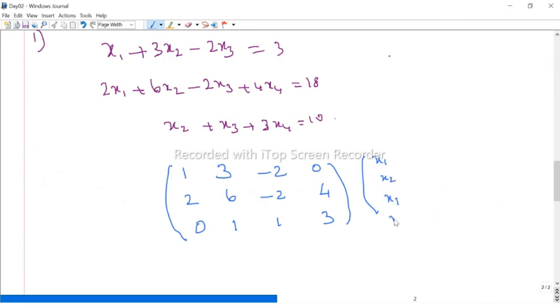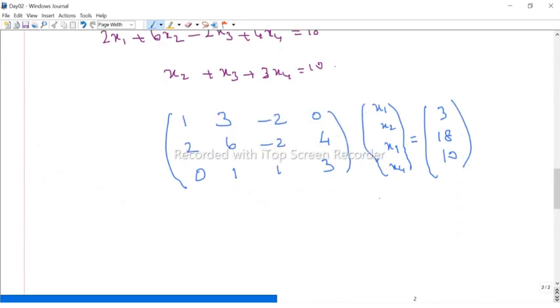There are 4 unknown variables, equal to the right hand side values 3, 18, 10. Okay, so this is our matrix A. Therefore we write in the matrix form AX equal to B, where A equals this matrix, this is our capital X, and this is our capital B, a column vector. Now this is a matrix equation.